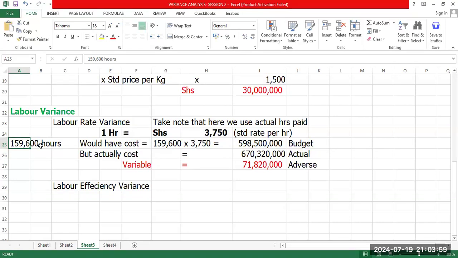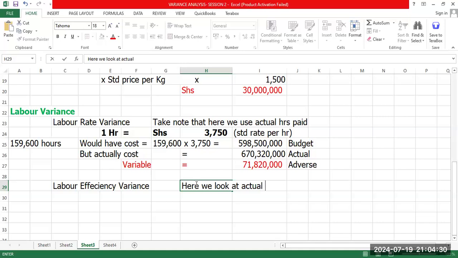Because ideally you may find that you are at work, but you are just there at work. Maybe the machine is not operating, and all that. But with efficiency now, we look at the actual hours worked here.